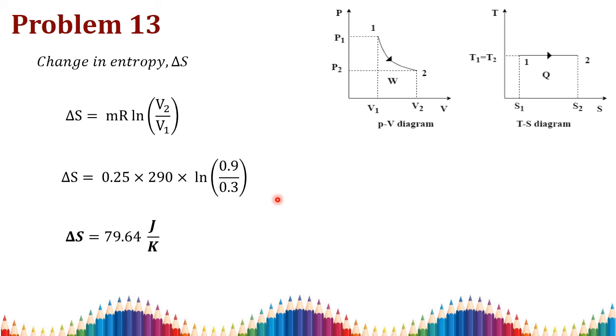Then the last one is change in entropy. The change in entropy equation for isothermal processes is delta S is equal to mR ln V2 by V1. M is mass, 0.25 kg, R is 290 joule per kilogram Kelvin, and ln of V2 by V1. When you substitute here, joule per kilogram Kelvin, your unit will be joule per Kelvin. So the change in entropy for this isothermal process problem is 79.64 joule per Kelvin.